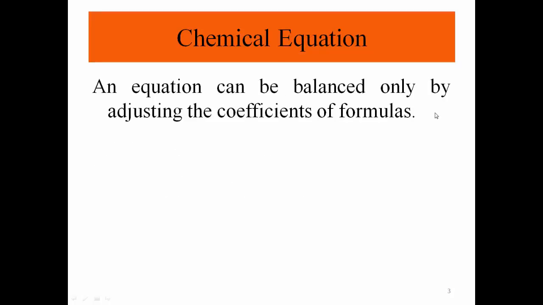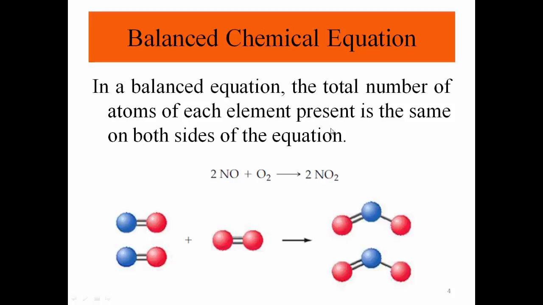Chemical equation. An equation can be balanced only by adjusting the coefficient of formula. So what are the coefficients? We will see that later on. So balanced chemical equation. In a balanced equation, the total number of atoms of each element present is the same on both sides of the equation.